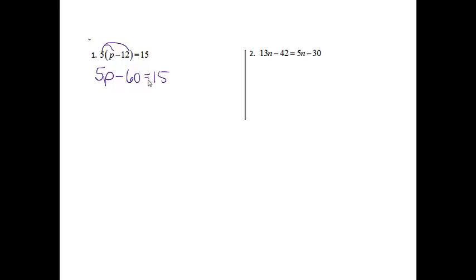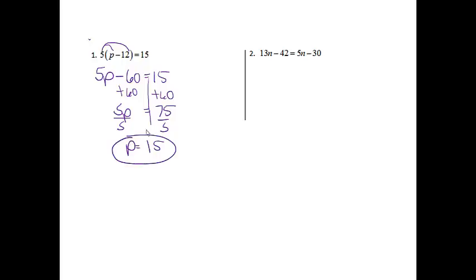To solve for p, sometimes if you want to draw your line, that's fine. To get the p by itself, the first thing I do is to get rid of the minus 60, I'm going to do plus 60 to both sides. So we'll get 5p is equal to 75. And then to get rid of the 5, since it's multiplied by the p, we're going to divide both sides by 5. And we will get p equals 15. So that will be my answer for number 1.